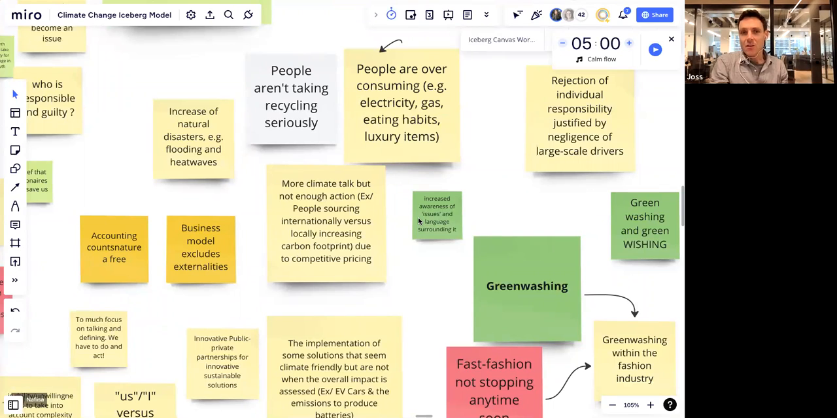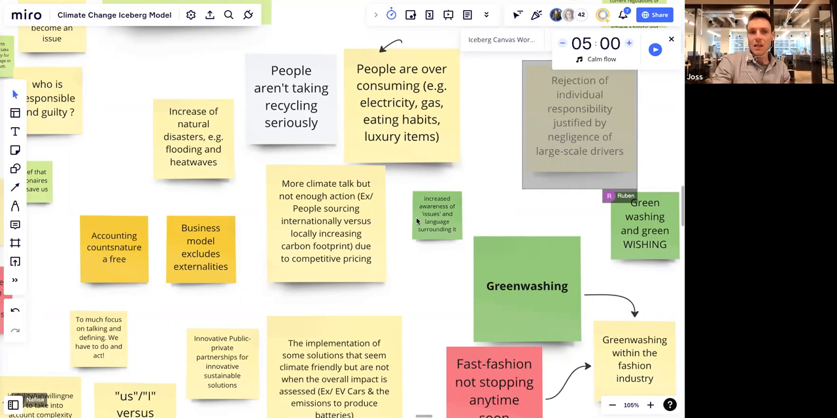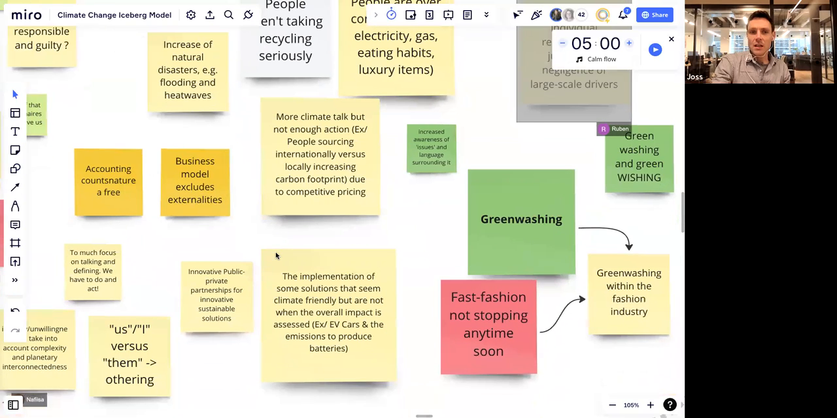People are taking recycling seriously. People are over-consuming, e.g. electricity, gas, eating habits, luxury items. Yeah, and a lot of the advancements that have been made, say, in renewable energy have been offset by increases in consumption, global consumption, and an increase of natural disasters, e.g. flooding, heat waves, and so on.